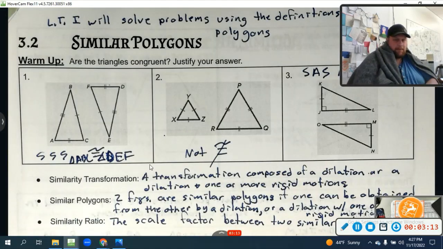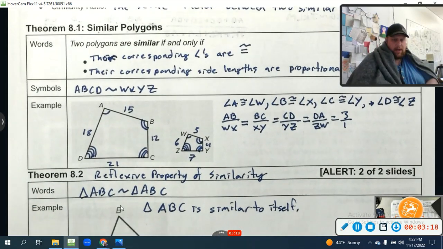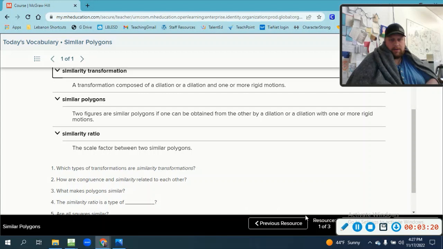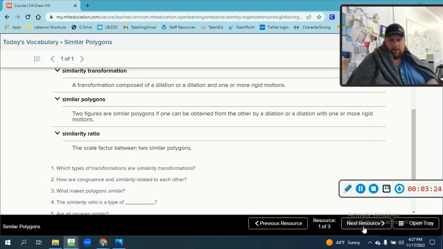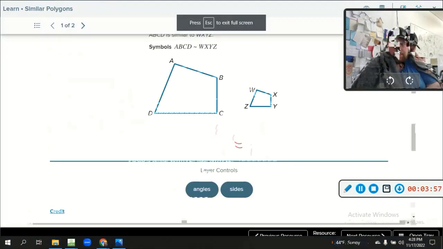Okay. Right, see, I got them down there. We're going to move on to this. Actually, I don't know why I did that because we need to just go to our next slide, don't we? Okay, we're looking at 8.1. Let's fill that in. So the similar polygon.